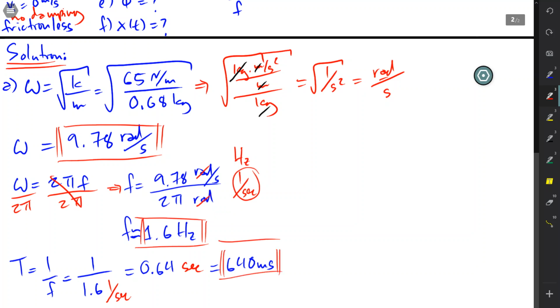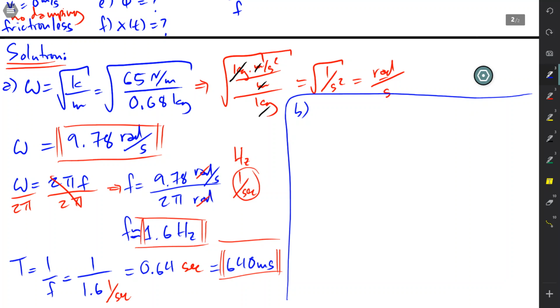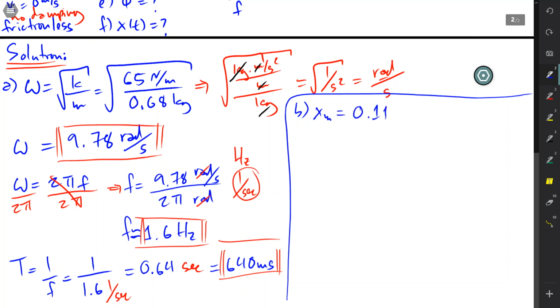Okay, cool. Now I'm going to make some room. B is actually pretty much straightforward. If we have a frictionless system where there is no loss of kinetic energy and potential energy due to thermal energy, then the amplitude is just simply that. So that's almost straightforward.